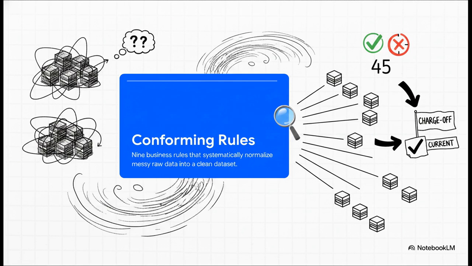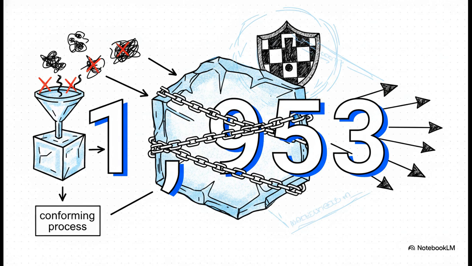Another rule states that if a loan's charge-off flag is set to true in any system, it forcibly overrides whatever the text status field says. These 9 rules act like a filter, systematically collapsing all that enterprise chaos into reliable order. Through this rigorous conforming process, out of 2,013 raw, messy loans, exactly 1,953 successfully pass the validation steps.